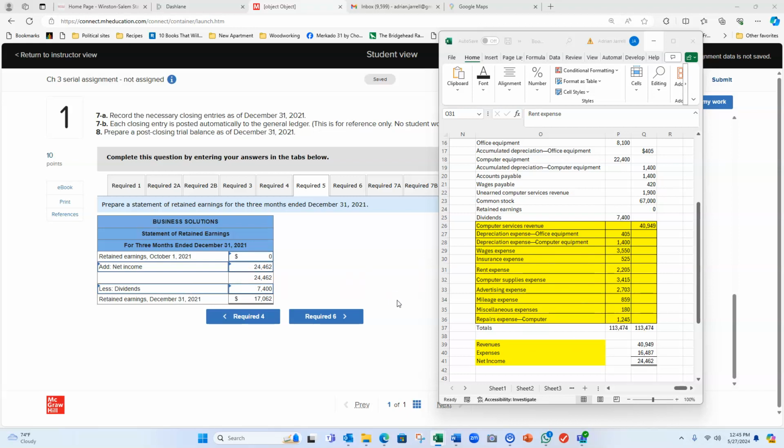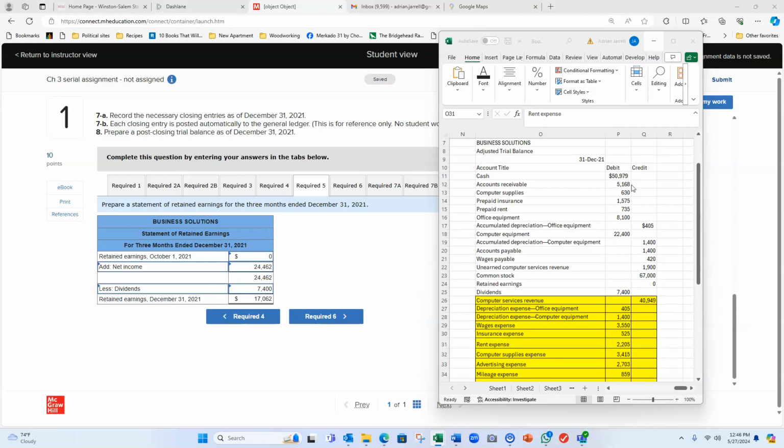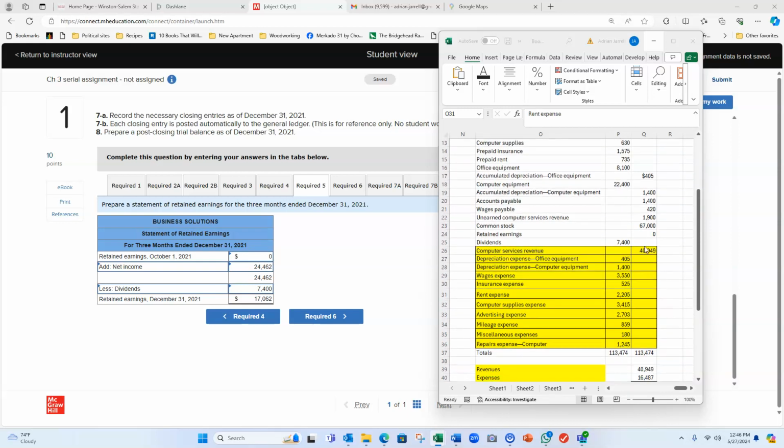Think about what that has done. We've taken all these expenses, all the revenues, and the dividends, and we've rolled them into one number, $17,062, and that is going to be my new retained earnings. That's going to be this balance. Then I can do a balance sheet, and the balance sheet will only be from cash down to retained earnings because all these other numbers have been accumulated into this one number for retained earnings.